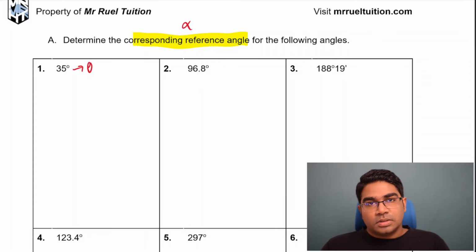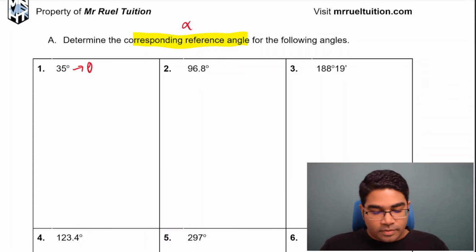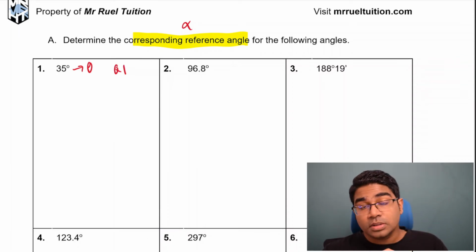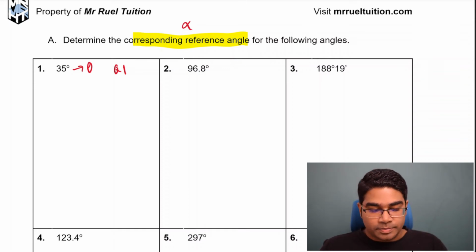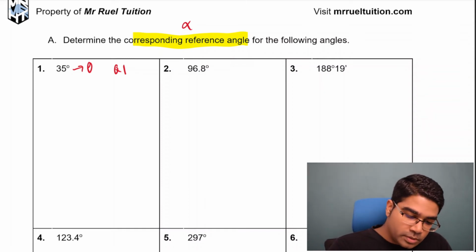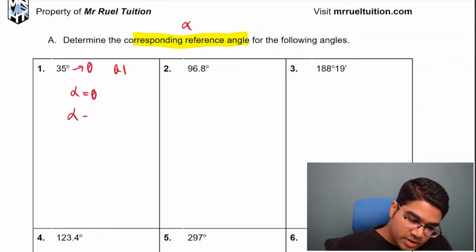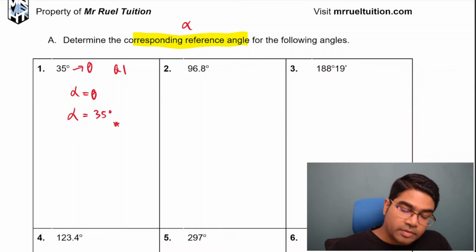35 degrees falls between 0 and 90 degrees, therefore it is first quadrant. This is the first thing that we need to find out, because how we find alpha depends on which quadrant it is in. So in the first quadrant, we know that alpha is equal to theta, which means here alpha will be equal to 35 degrees. This is how we find alpha.